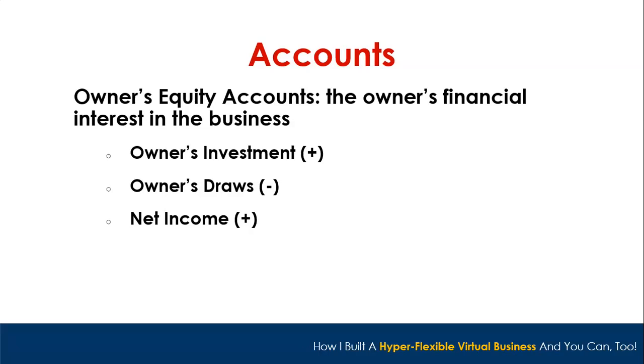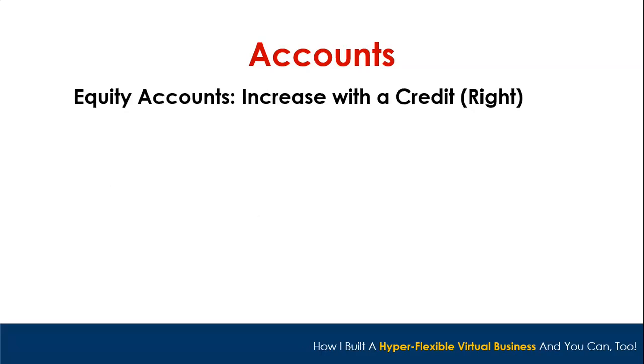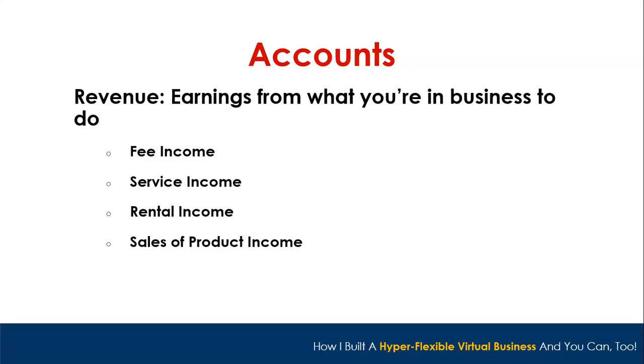And then if we have positive net income, so the better our business is doing, our business is making positive income, we've got profit, that's going to increase the owner's equity accounts, or our financial interest in the business. So equity accounts also increase with a credit. Asset accounts increase with a debit, liability and equity accounts increase with a credit. And don't worry, later after we get through the rest of the account types, I'm going to give you an easy way to remember which is which.